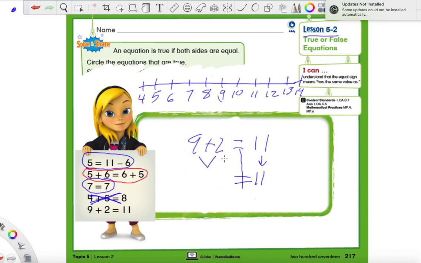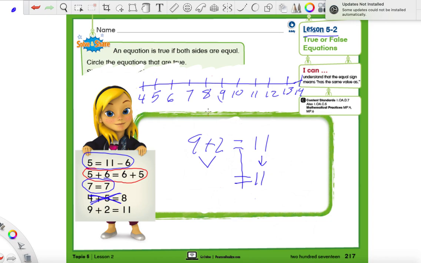And now you need to just solve what 9 plus 2 is to make sure it's the same. So go ahead and check it on your number line or using some dots if you want. Go ahead and double check that to make sure that the people that made this book did not make a mistake. Alright, if you're not done, pause the video as always. But if you are, let's check your work.